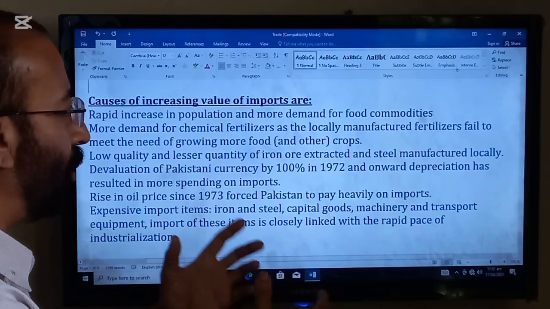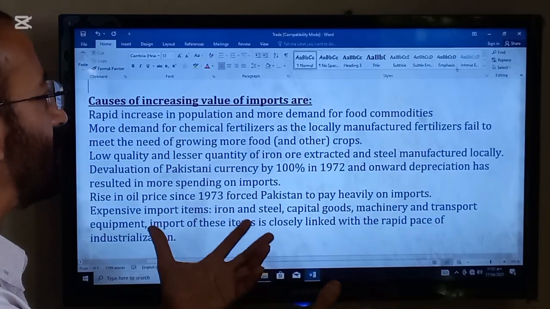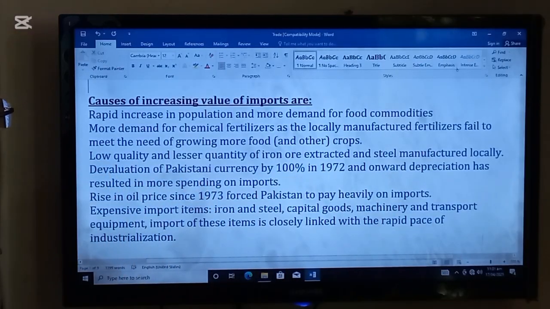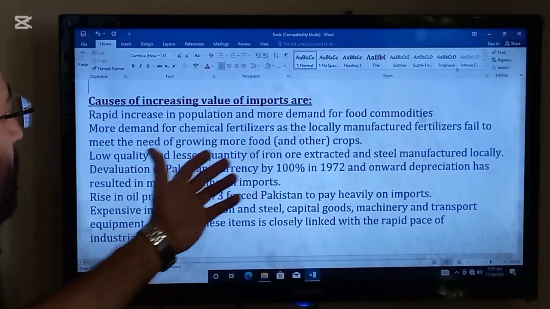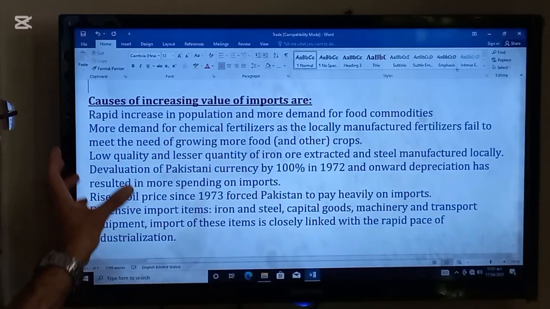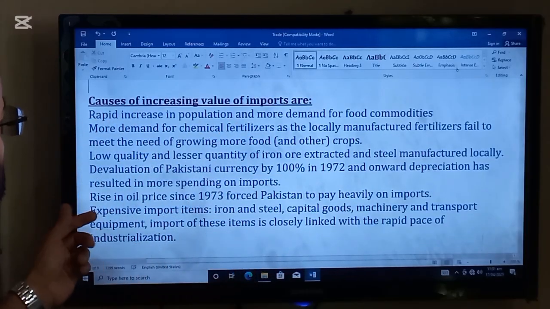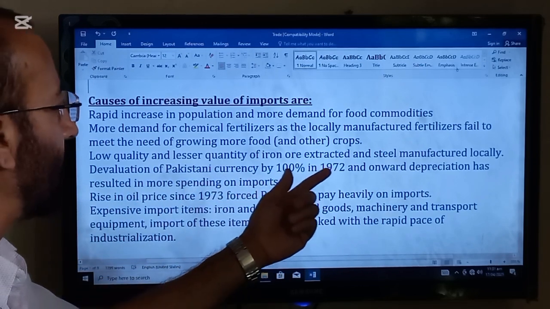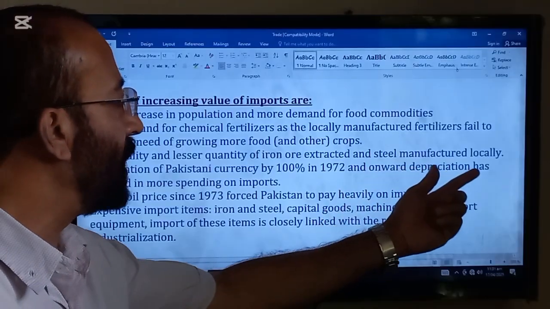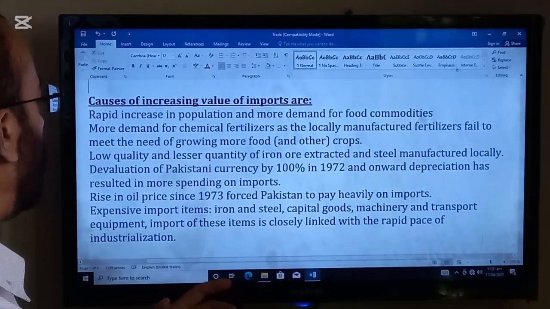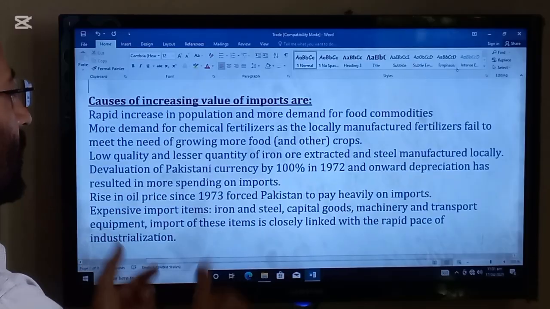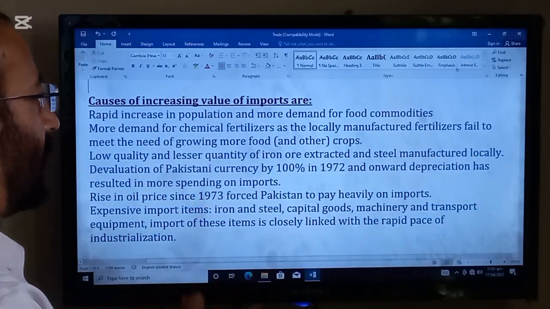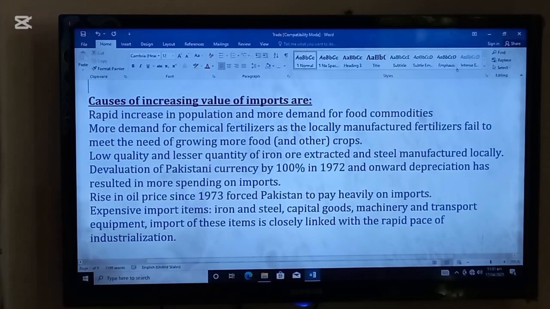So we are producing low quality seeds and pesticides and other things relating to agriculture. So that's why we are importing chemical fertilizers and other things from other countries. So that's why the import bill is increasing. Next reason is low quality and lesser quantity of the iron ore extracted and steel manufactured locally. So we are locally producing and extracting very low quality and lesser quantity of iron and steel. So that's why iron and steel are imported from other countries.